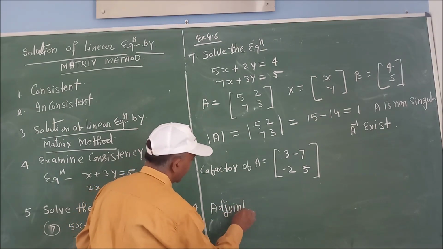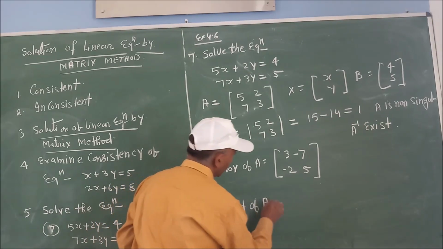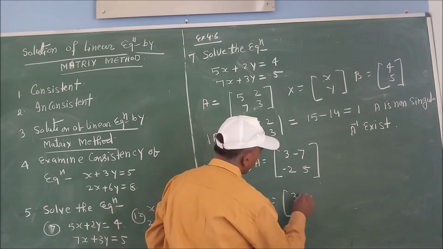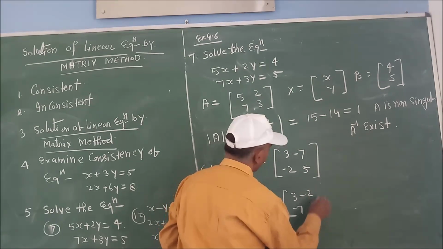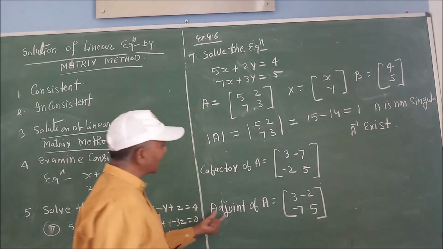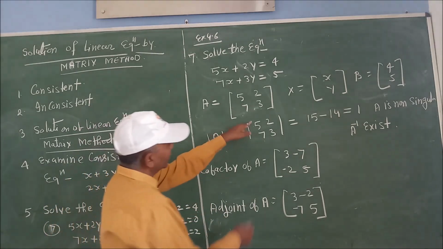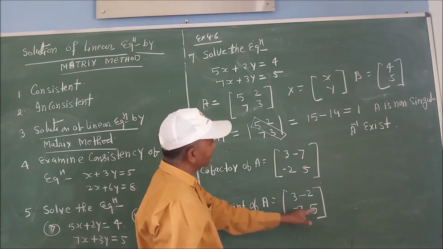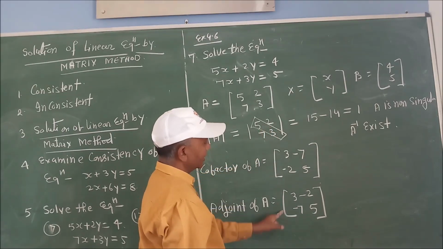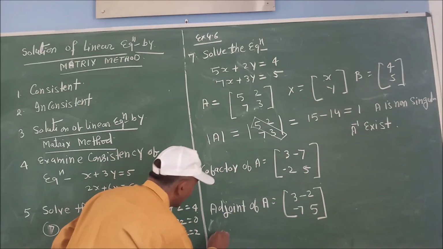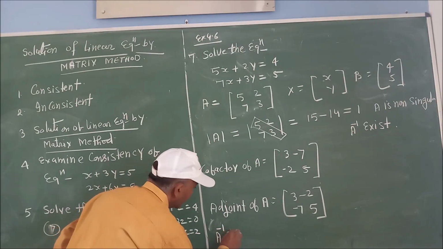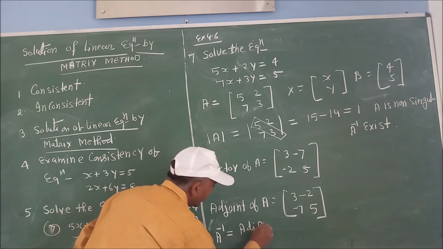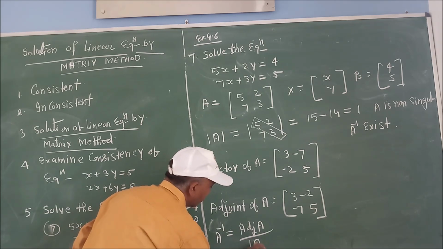Adjoint of A will be equal to [3, -7; -2, 5]. See here, we can directly calculate the adjoint. The diagonal elements will be interchanged, and the signs of the other diagonal will be changed. So A inverse is equal to, here is the formula, adjoint A by determinant of A.